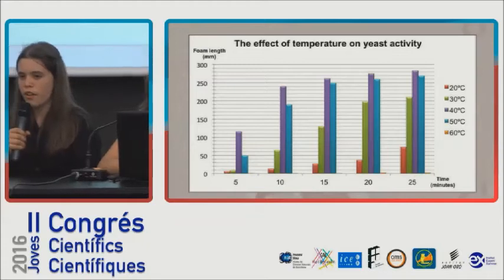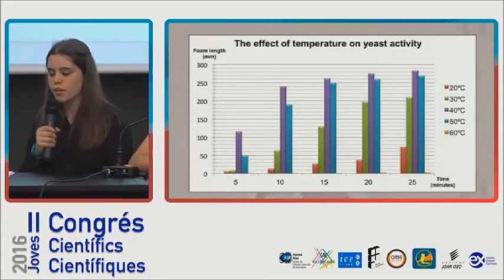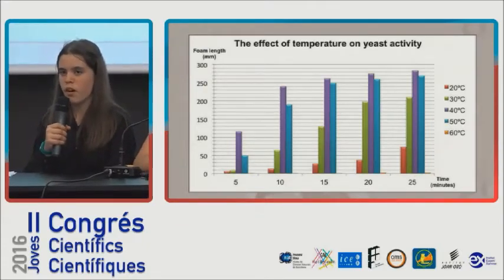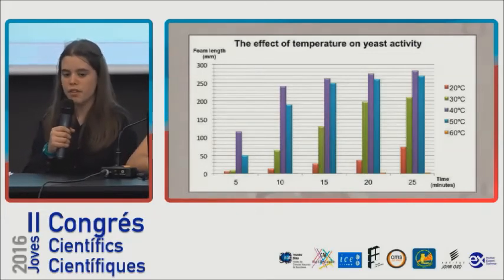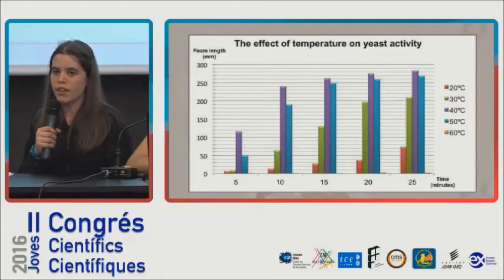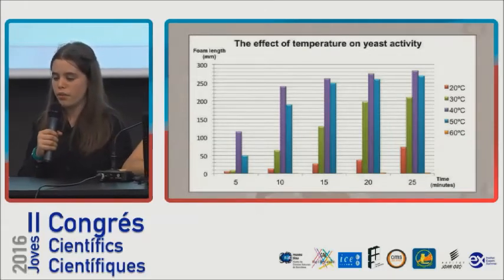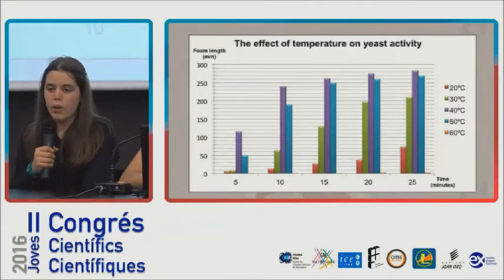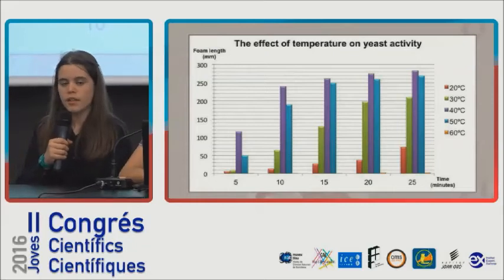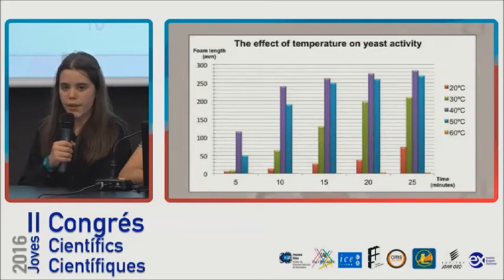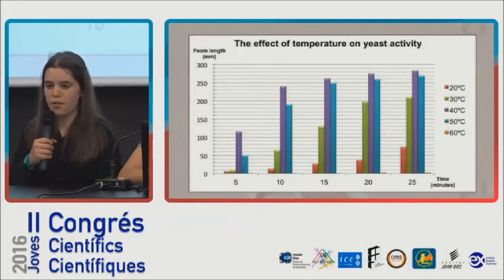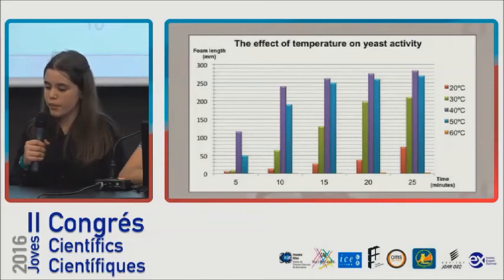The highest amount of foam that yeast produced was at a temperature of 40 degrees after 25 minutes. It produced 280 millimeters of foam, and the lowest amount of foam that yeast produced was at a temperature of 60 degrees after 5 minutes. It produced 1 millimeter of foam.